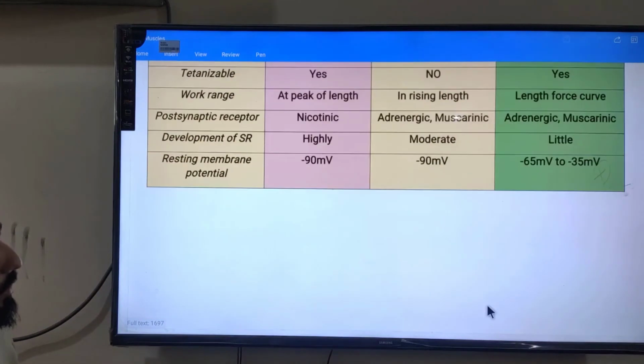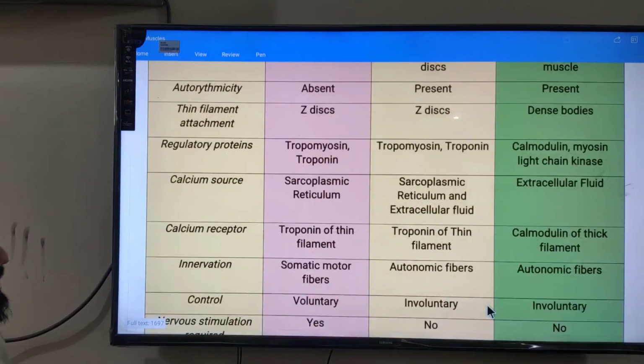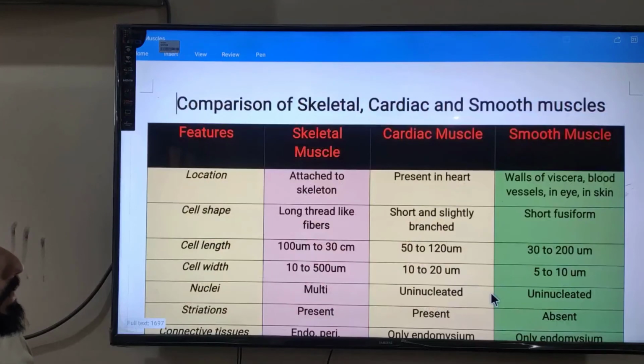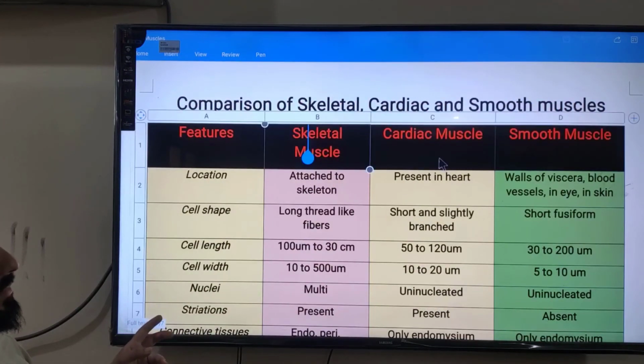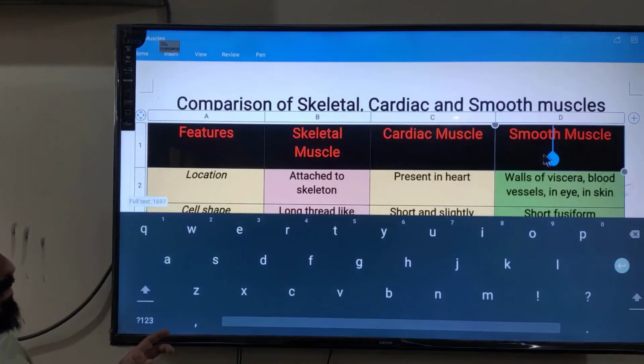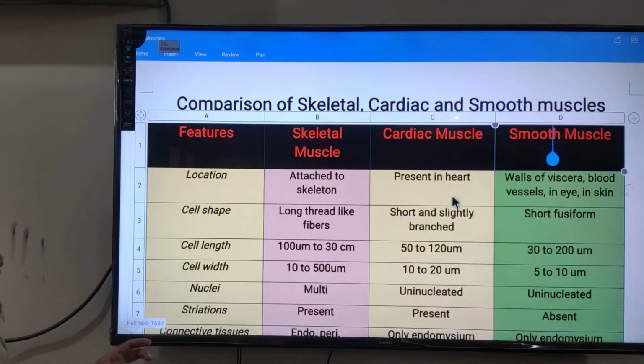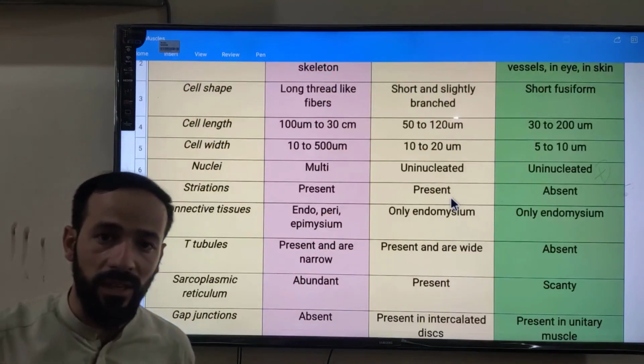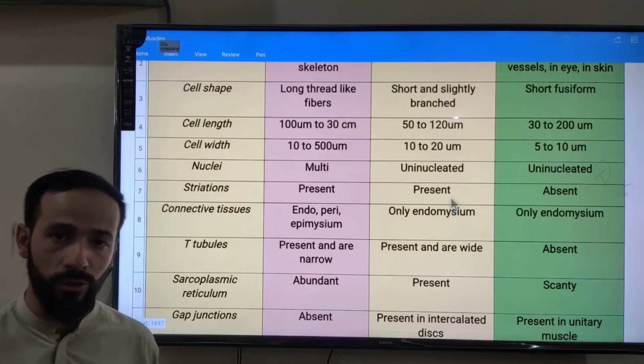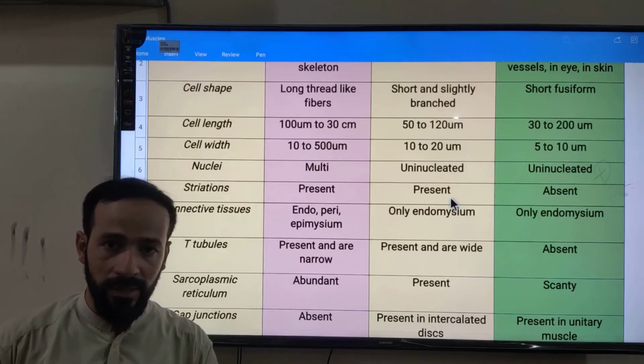So these were some properties that we discussed, the comparison between the skeletal muscles, the cardiac muscles and the smooth muscles. So these were some properties, friends, that I shared with you. I hope you enjoyed the lecture and I hope you liked the lecture.